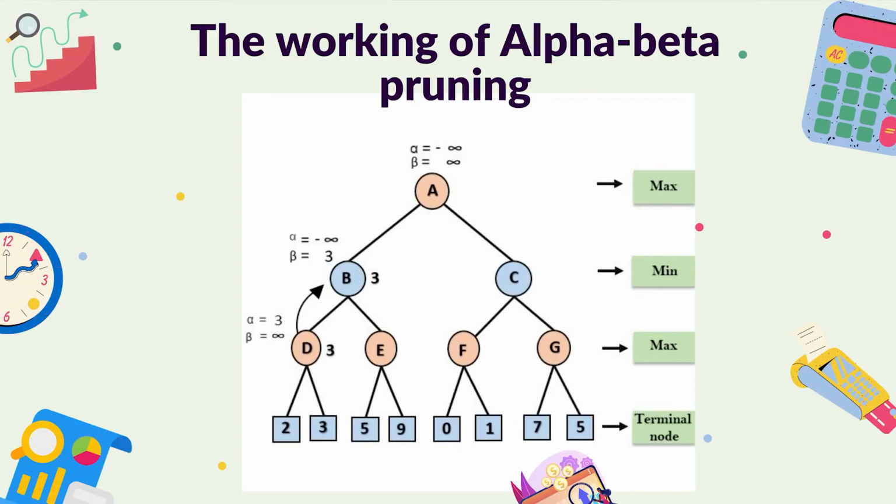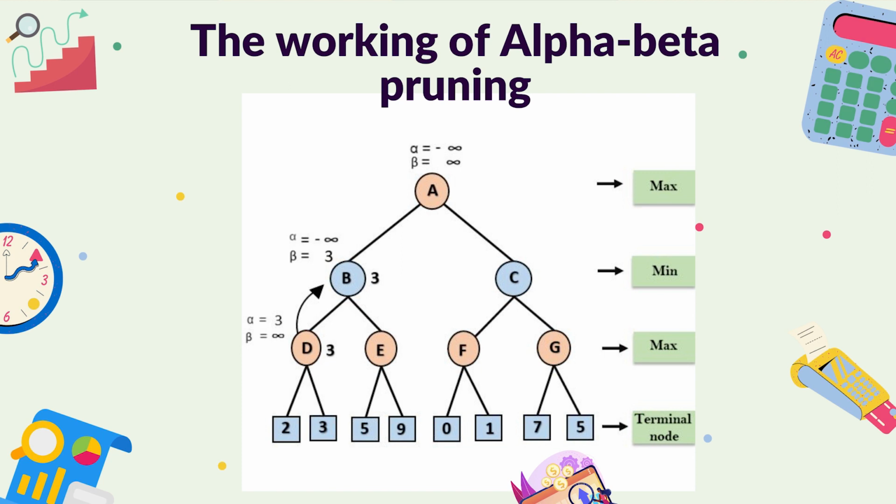We have changed the value of D to 3. We have to compare the alpha value. So, alpha is equal to 3, and this value is backtracked to B, because B is playing as a minimizer. So, beta is equal to 3 and alpha is equal to minus infinity. So, this is about step 2.